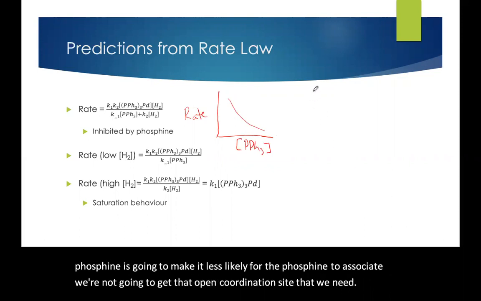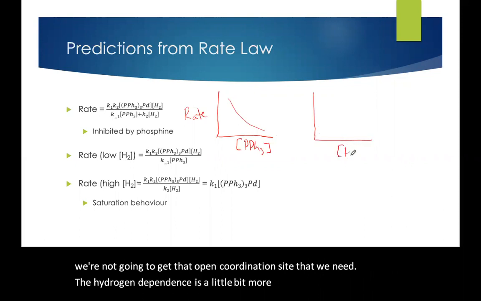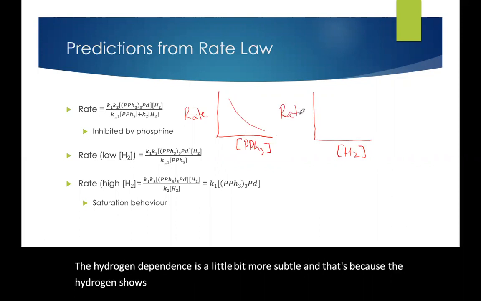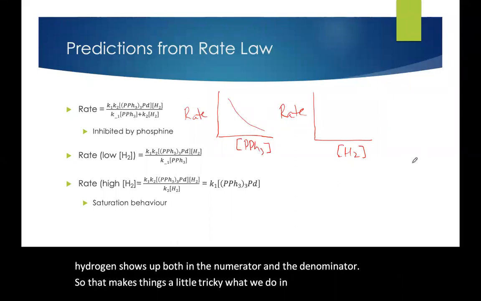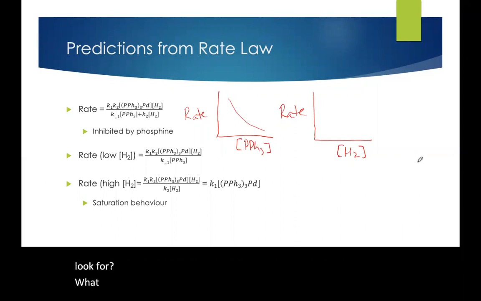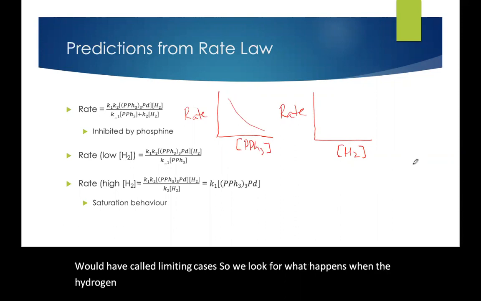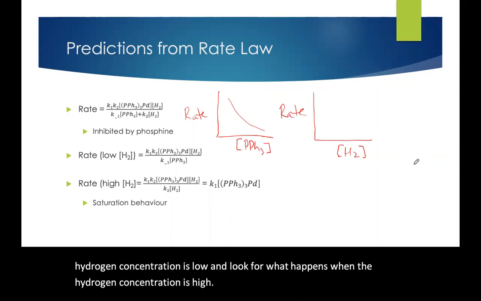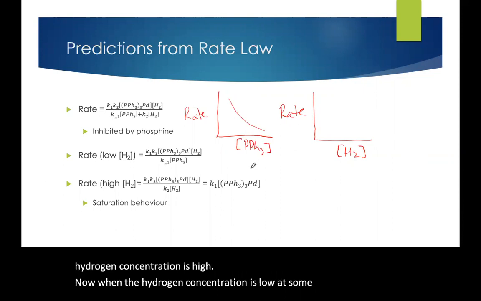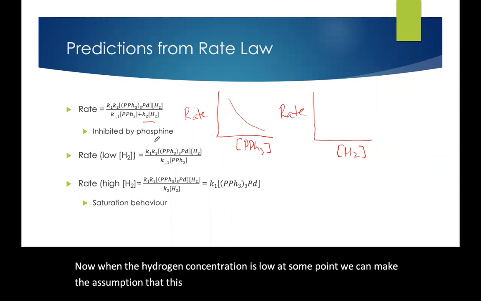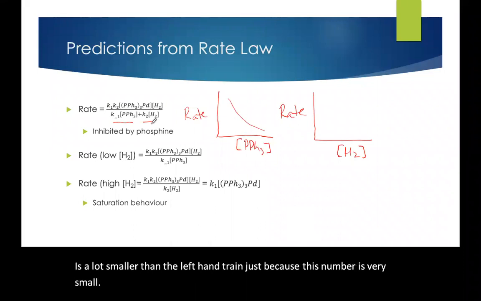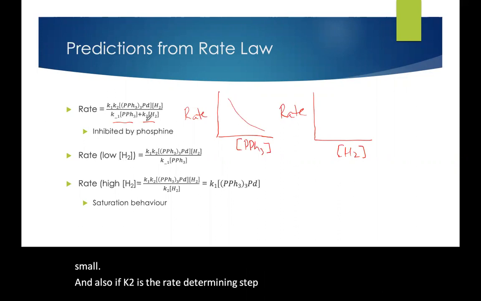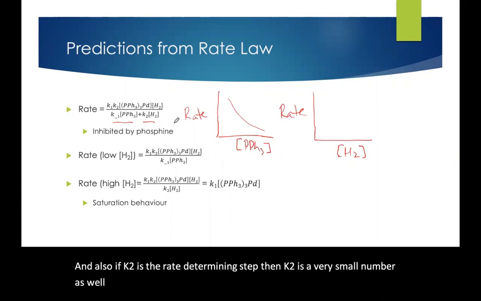The hydrogen dependence is a little bit more subtle, and that's because the hydrogen shows up both in the numerator and the denominator. So that makes things a little tricky. And what we do in these kinds of cases is we look for what are called limiting cases. So we look for what happens when the hydrogen concentration is low, and we look for what happens when the hydrogen concentration is high. Now, when the hydrogen concentration is low, at some point, we can make the assumption that this right-hand term is a lot smaller than the left-hand term, just because this number is very small. And also, if K2 is the rate determining step, then K2 is a very small number as well. So a small rate constant means a slow step. So at low hydrogen concentration, that right-hand term is probably very small.